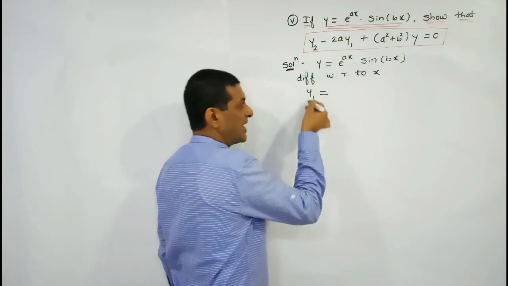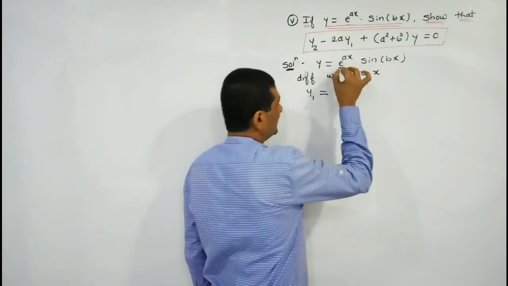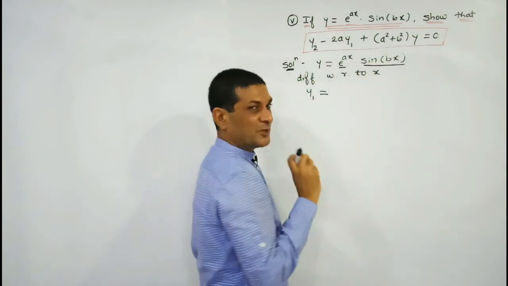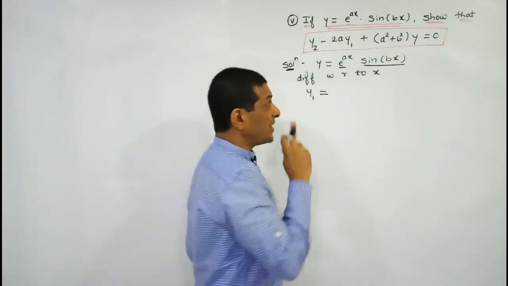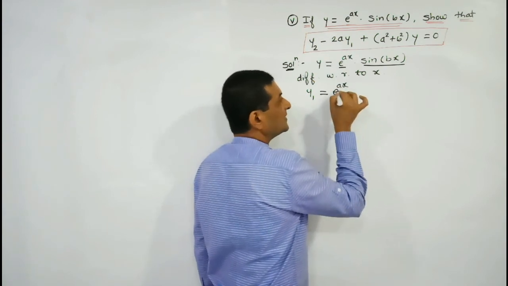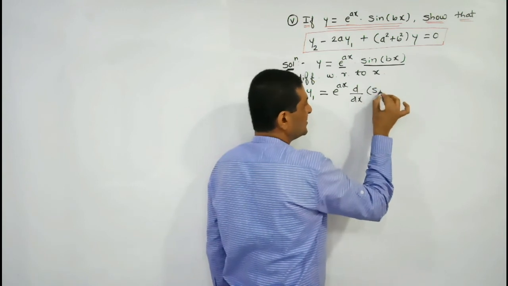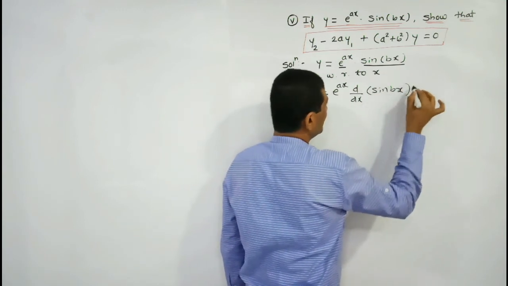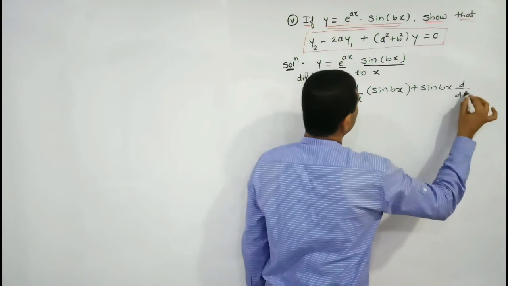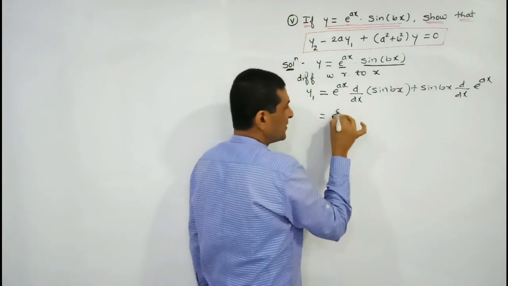Already I have told that y1 is nothing but the notation for dy by dx. On this side, to find the derivative, we have to apply the product rule, because a product of two functions is there. So according to the product rule, keep the first term as it is, meaning e raised to power ax as it is, into the derivative of the second term, sin bx, plus the second term as it is, sin bx, into the derivative of the first term, that is e raised to power ax. So this is equal to e raised to power ax as it is.